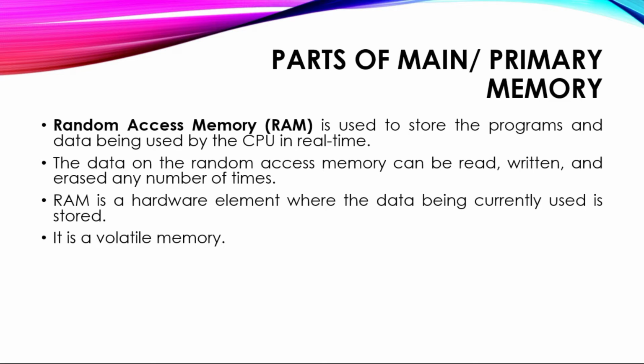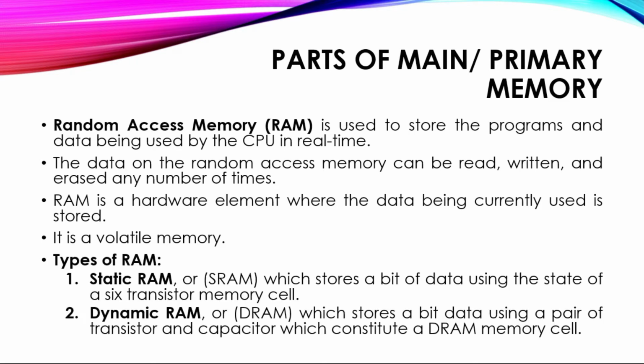RAM is a volatile memory. Now, what is volatile memory? It means whenever the power goes off, the content of the RAM gets erased. For example, right now, if the power goes off and my PC shuts down, then obviously whatever files I have opened or programs running are going to shut down. There are two types of RAM, static RAM and dynamic RAM. Static RAM is also termed SRAM and dynamic RAM is also termed DRAM. So we'll see what the difference is.